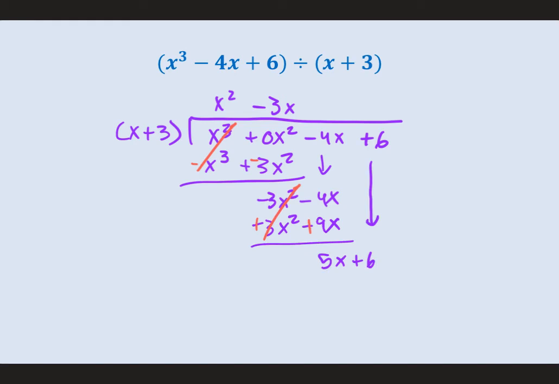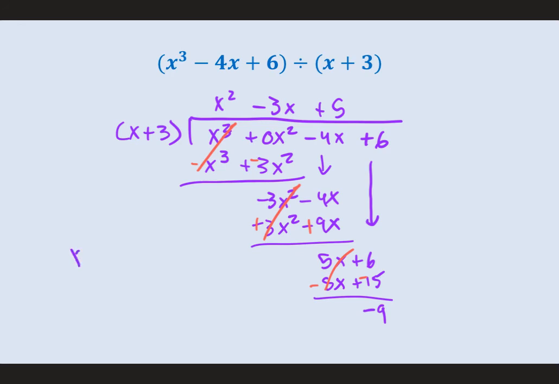And you ask yourself, what times x is going to make 5x? That would be a 5, so you go plus 5. 5 times x is 5x. 5 times 3 is 15. Go ahead, make the second line opposite. The 5x's cancel. 6 minus 15 is going to be negative 9, I believe. Yeah, negative 9 sounds right. So then we don't have anything else to drop down, so we can write our answer.